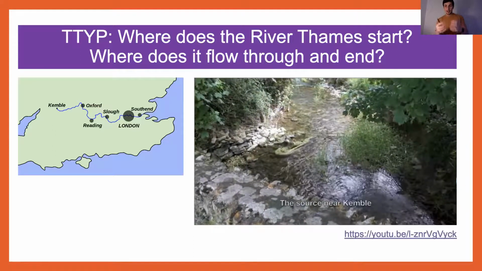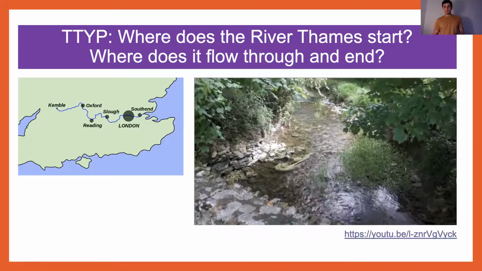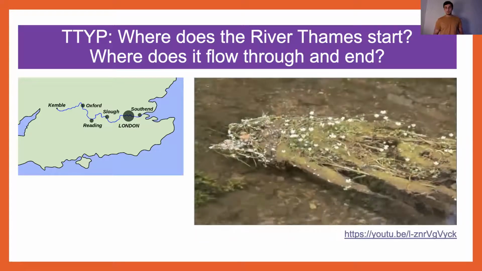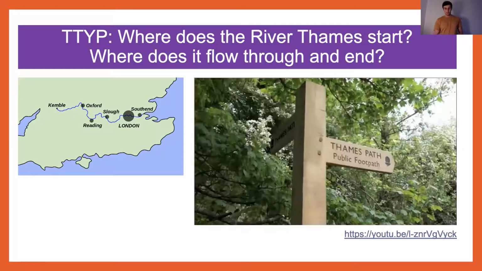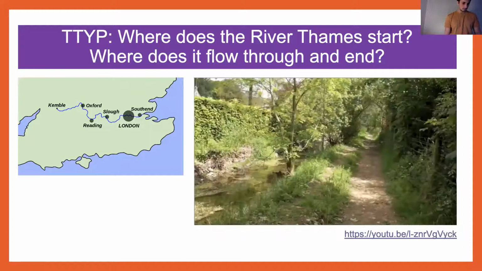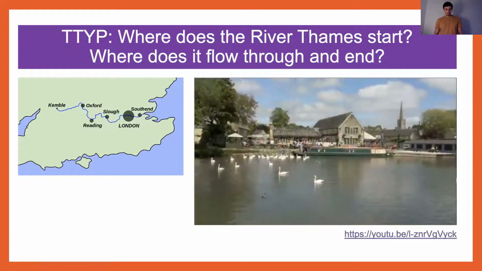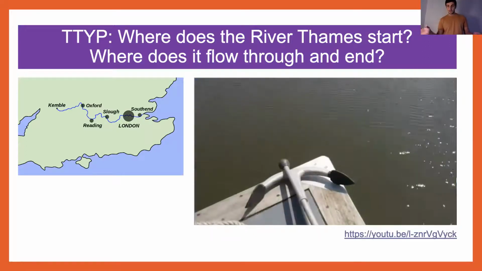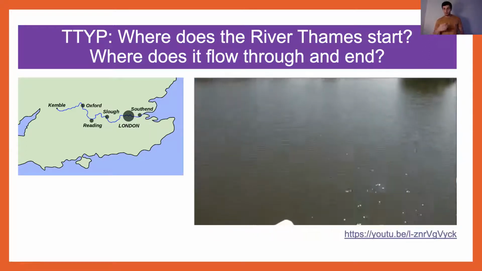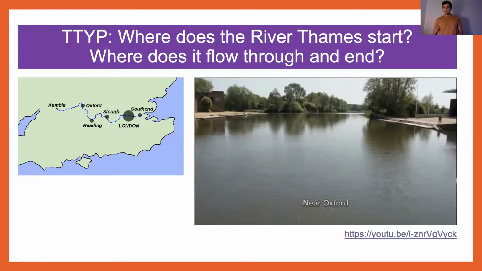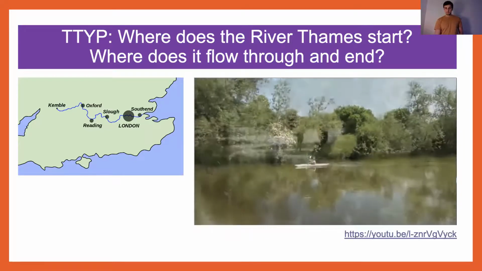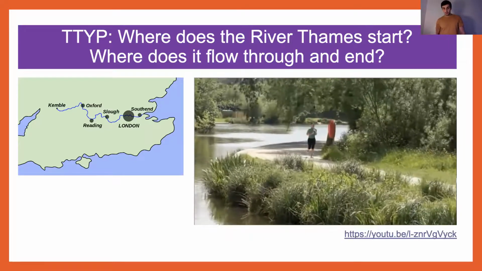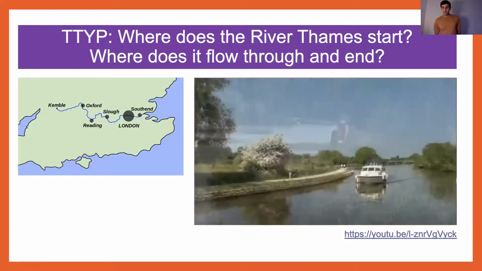So you can see here how gentle the River Thames starts when it starts in that place called Kemble. That's where the source of the River Thames is. And gradually it gets larger, it gets wider. The flow of the river increases, gets quicker. There's Oxford there, really famous place for rowing.